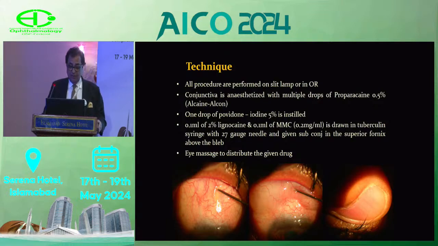The conjunctiva is anesthetized with multiple drops of Alcaine, and then we put a drop of iodine 5%. Then 0.1 ml of 2% lignocaine with 0.1 ml of mitomycin C in a concentration of 0.2 milligram is drawn into a tuberculin syringe with a 27 gauge needle, and this is given subconjunctivally in the superior fornix above the bleb. When this is done, we distribute it with any blunt spatula or cotton applicator, and we leave it for about 10 minutes. So eye massage, you can see it done over where you've given the medicine.